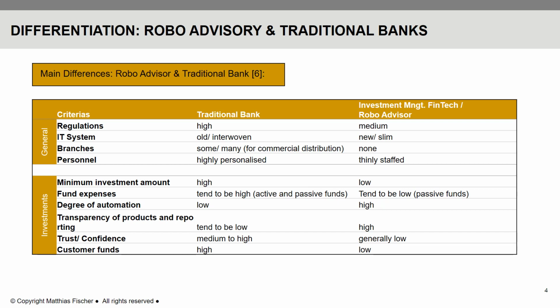The IT systems of many large banks are a central weakness, as they are often very interwoven and very old. One consequence is that innovation is made more difficult. Robo-advisors are not dependent on old existing IT systems, as is the case with traditional banks. Traditional banks usually have many branches. The consequences are relatively high costs and high staff expenses for the branch network.